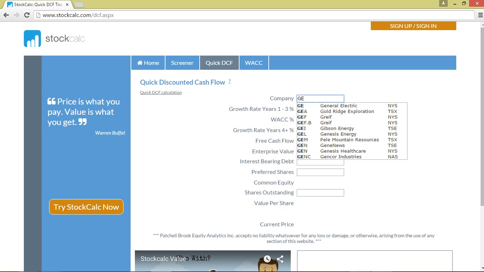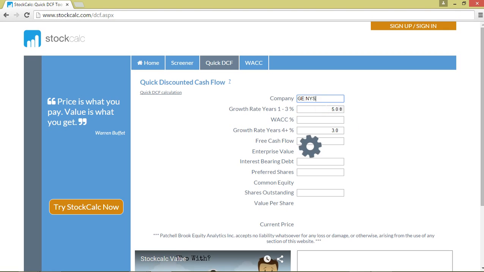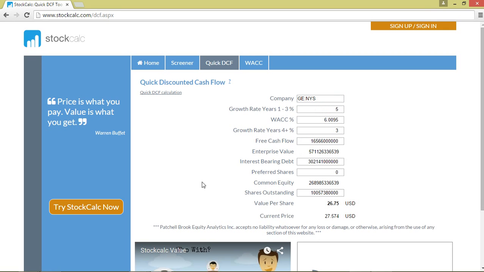I'll type GE into the box, select General Electric from the drop-down, and let the calculations load. You can see there are a few default values that we have: growth rates in years 1 to 3, growth rates years 4 plus. So we have a 5% growth rate in years 1 to 3 and a 3% growth rate from years 4 plus.